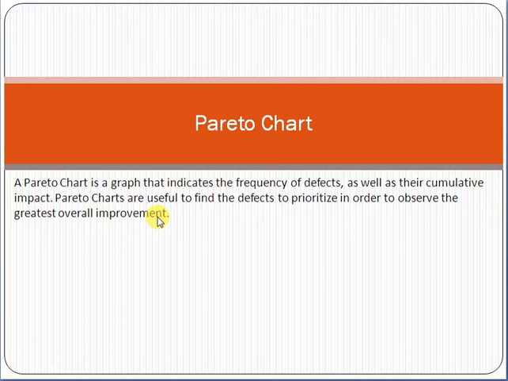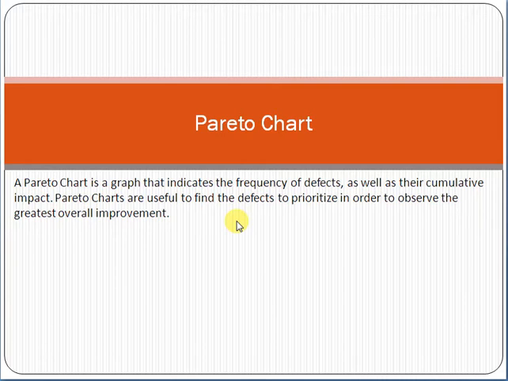Pareto chart. Friend, if you just see these two terms, Pareto chart: chart means that it's a graph. It's a graphical representation of data. So Pareto chart means that it's a graph. We are right now talking about a graph. So a Pareto chart is a graph that indicates the frequency of defects or an event as well as their cumulative impact. Pareto charts are used to find the defects to prioritize in order to observe the greatest overall improvement.